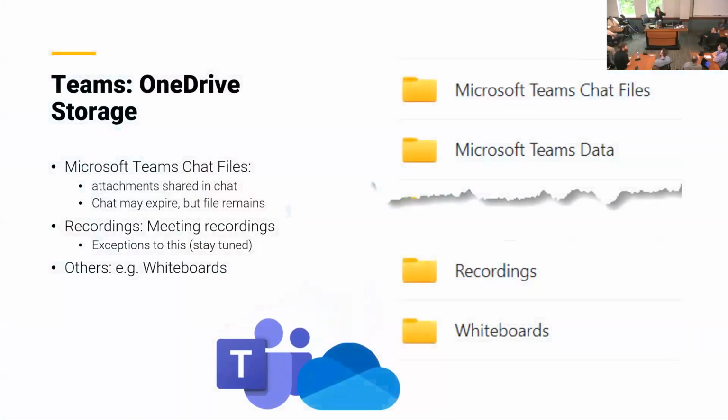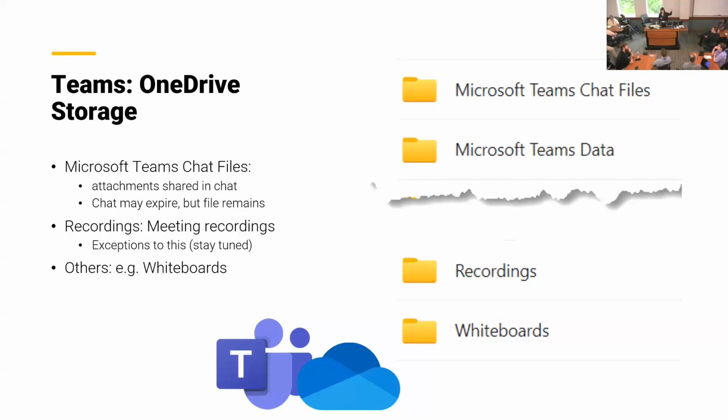Okay, so where does OneDrive come into play with the big teams? Going to paint with kind of a broad brush here. Your Microsoft Teams chat files: if I'm chatting with you and I put an attachment in here, it's going into my OneDrive in a folder called Microsoft Teams chat files, and then permissions are set for you to access that file. Now, importantly, if you have expiration policies set on your Teams chats, your chat may expire, but that file is still living in the Microsoft Teams chat files folder. So if that's important, that's what's happening behind the scenes.